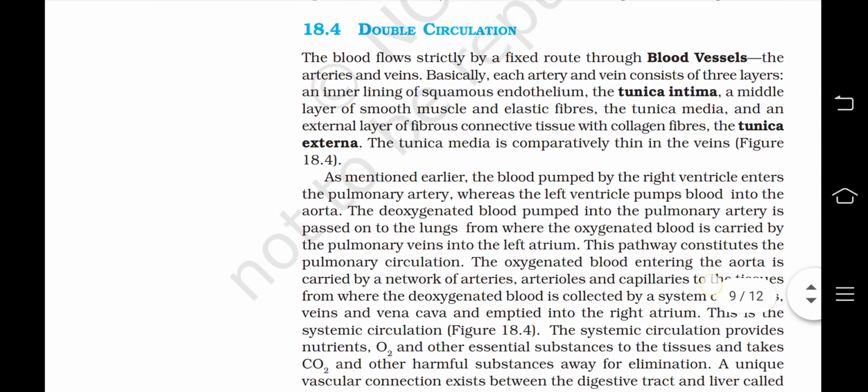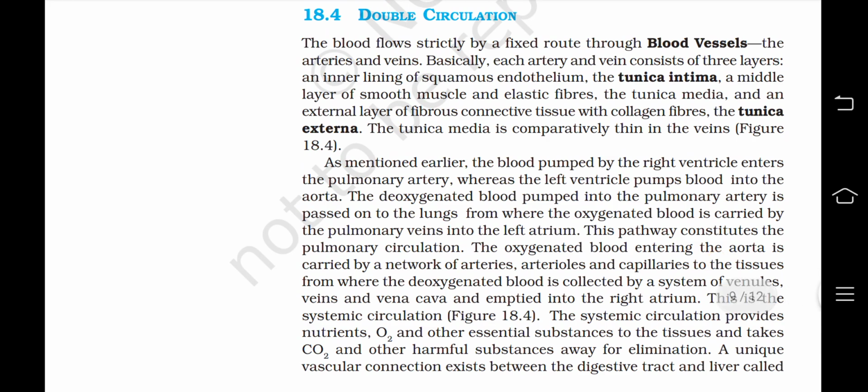Double circulation. The blood flows strictly by a fixed route through blood vessels, the arteries and veins. Basically, each artery and vein consists of three layers: an inner lining of squamous endothelium, the tunica intima; a middle layer of smooth muscle and elastic fibers, the tunica media; and the external layer of fibrous connective tissue with collagen fibers, the tunica externa. The tunica media is comparatively thin in the veins.